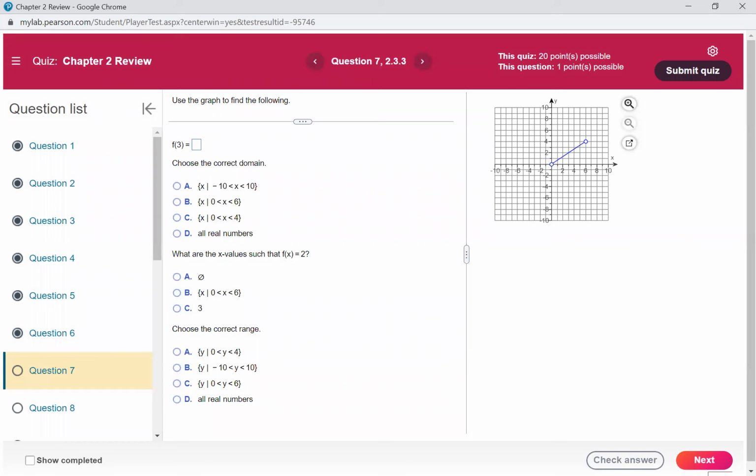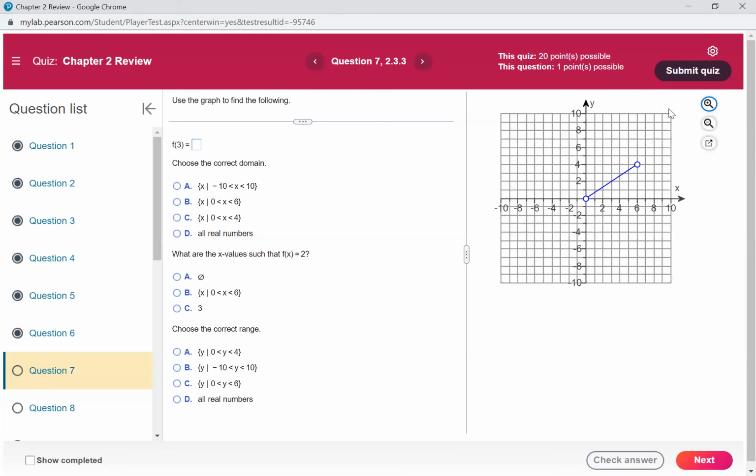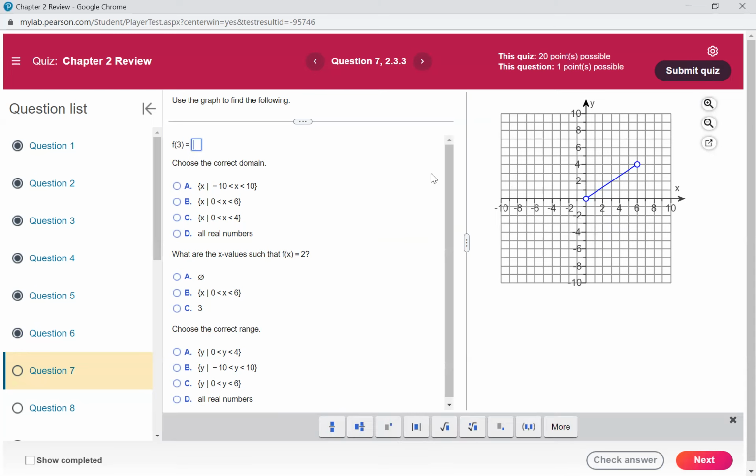All right, let me make this graph a little bigger. This one is one of the tricky problems. First, they want to know what is f of 3. Well, I'm going to go find 3 on my x-axis. So follow my cursor. I'm going over here. I'm going to find 3 on the x-axis, and I'm going to go straight up and touch that line.